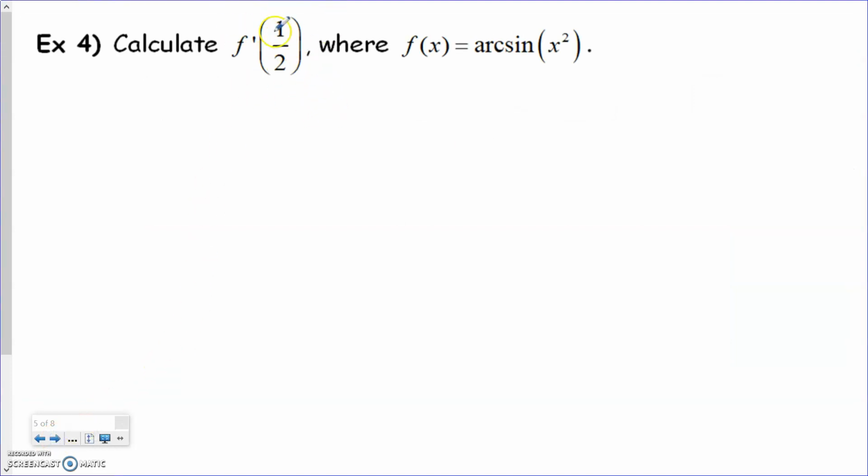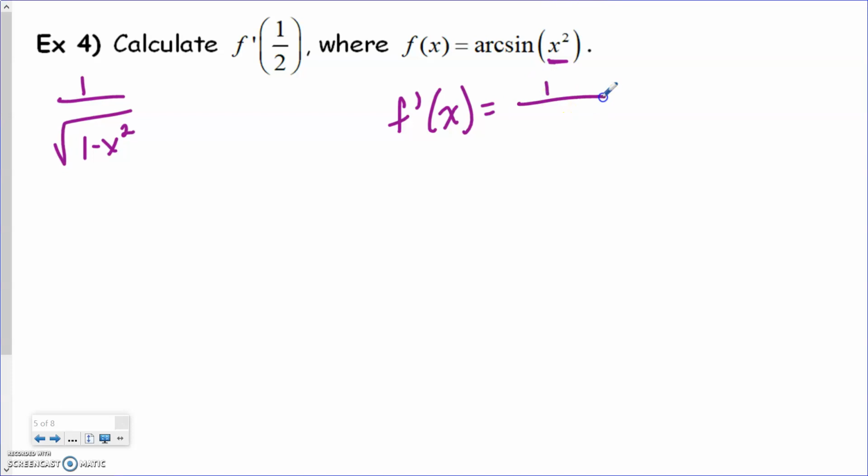And we are going to find f prime of 1/2, where f is arcsine of x squared. Okay, so the formula for the derivative of arcsine or inverse sine is 1 over the square root of 1 minus x squared. But in this case, notice our x is actually x squared. So we're going to plug that in. We're going to do 1 over the square root of 1 minus x squared. So if I square that, I actually get x to the 4th. But I also need to use the chain rule and multiply by the derivative of the inner part so that I get 2x.